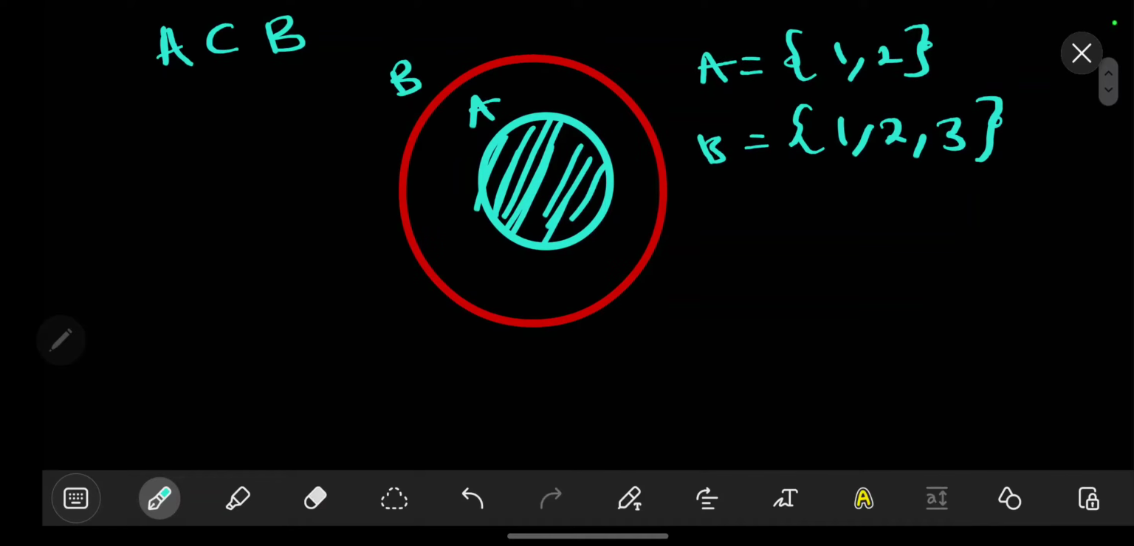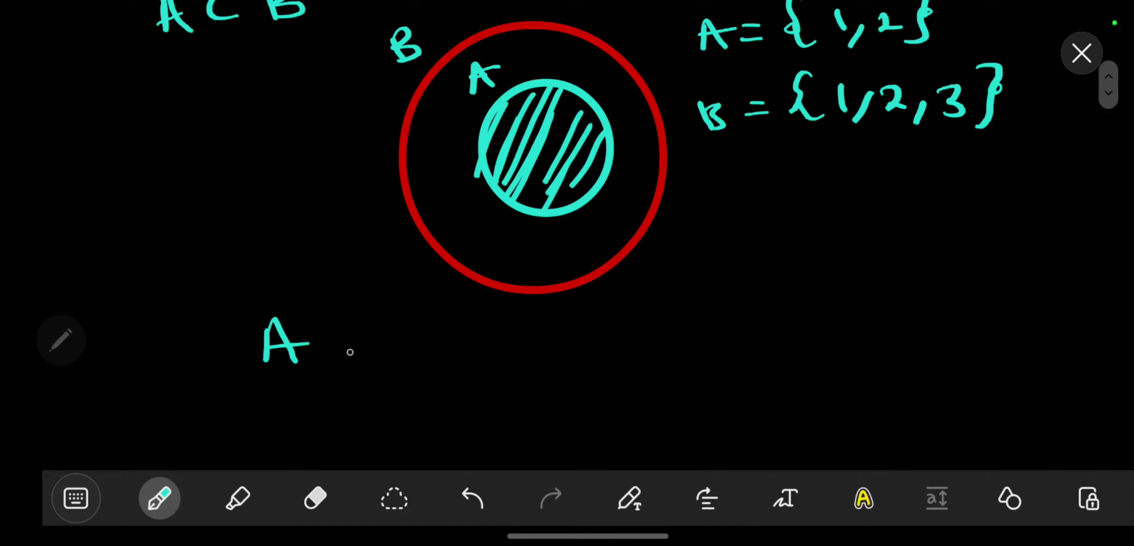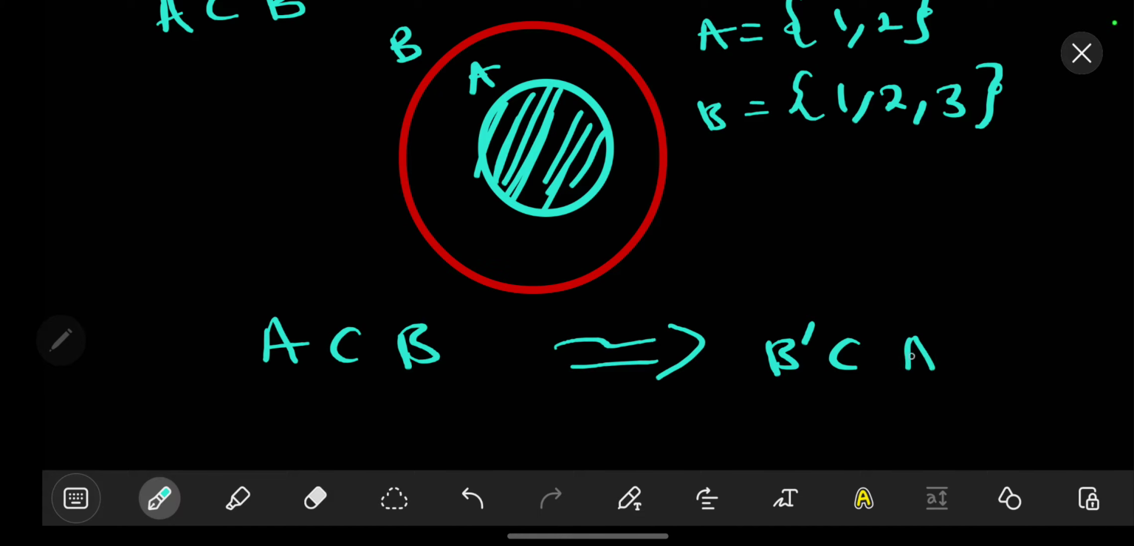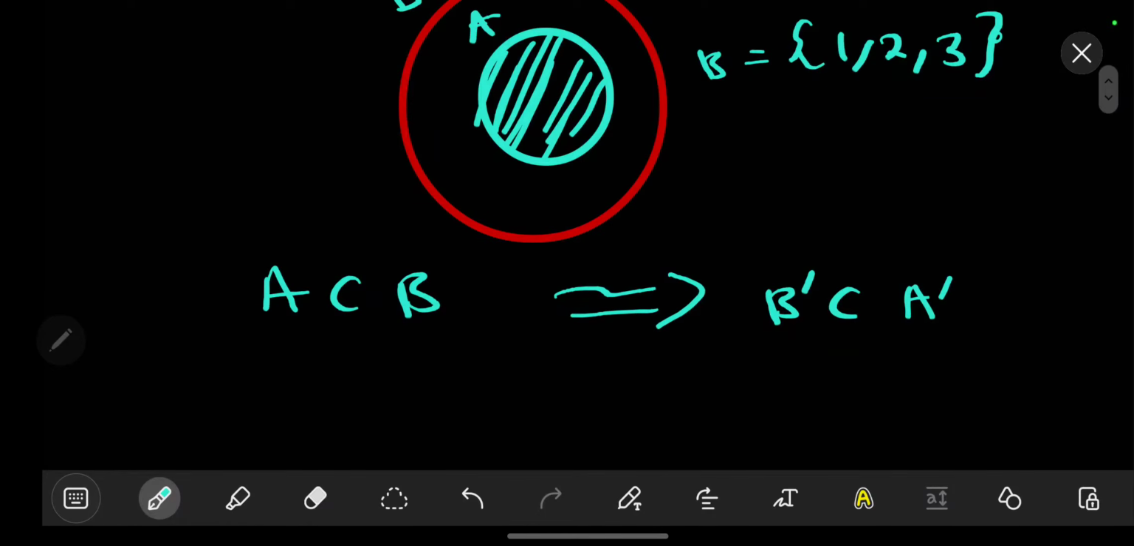So we are going to use this. We are going to use A is a subset of B to go to where we want to go, which is B complement is a subset of A complement. So our proof is very simple. In order for you to use this to go to that, first take your B. We are going to say, let X be a member of B complement.